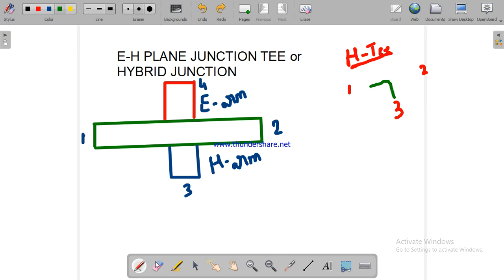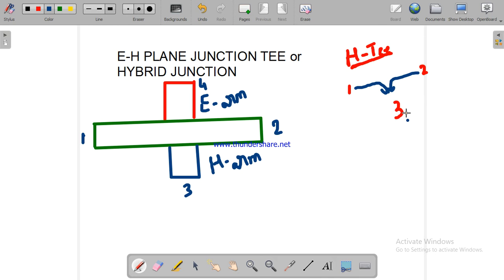Or if we feed electromagnetic energy from port 1 as well as port 2, we are taking both port 1 and port 2 as inputs, and port 3 as output. At that time we get the summation of these two signals, that is the addition of these two signals, at port 3. This is the function of the H plane T.